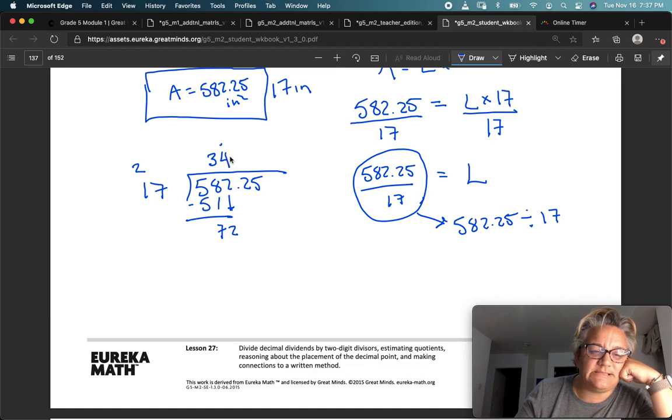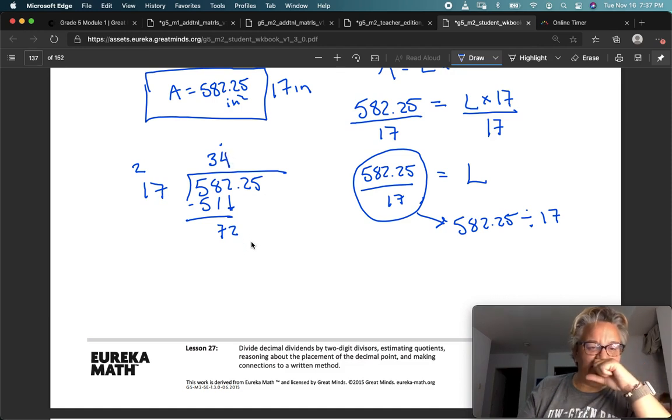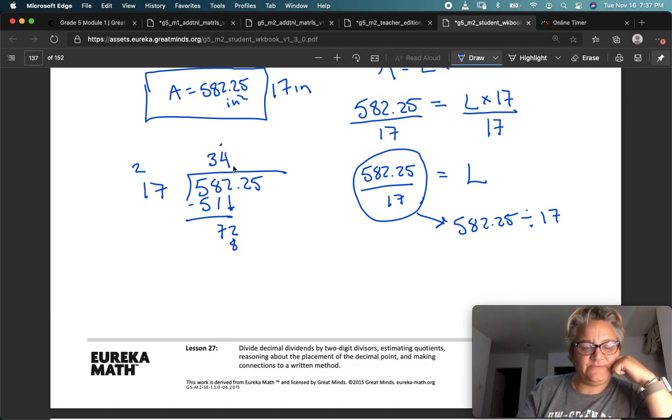Maybe 4. Let's see, 4 times 7 is 28. Carry the 2. 4 times 1 is 4, plus 2 is 6. Okay, now I have 4 remaining. Bring down that 2. 17 goes into 42 2 times. And that is 14. Carry the 1, is 34. And now I have 8 remaining.